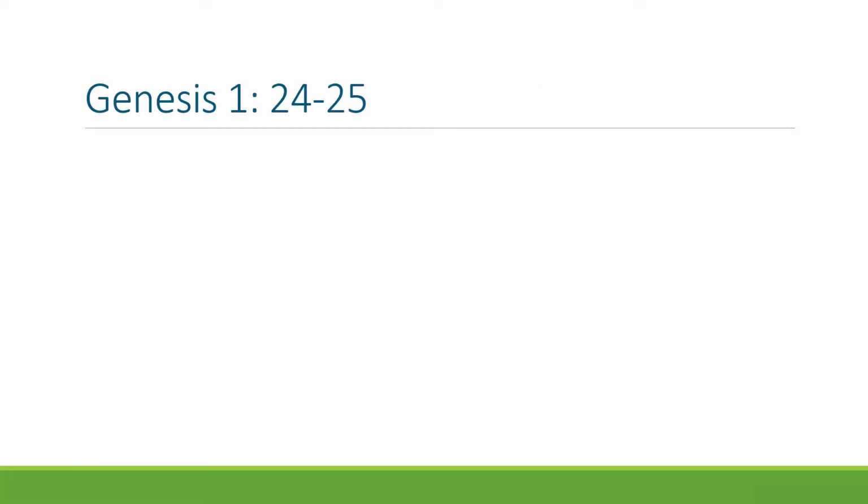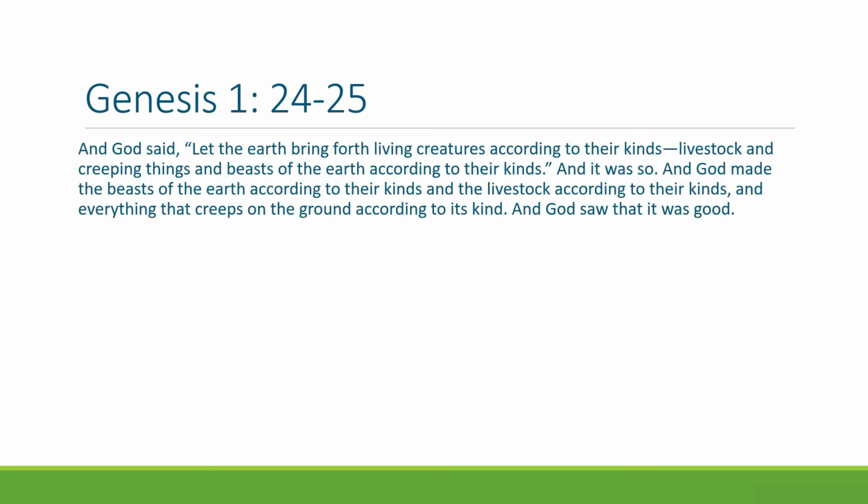Okay, it says, "And God said, let the earth bring forth living creatures according to its kinds." Again, they're the baramin. "Livestock and creeping things, and the beasts of the earth according to their kinds. And it was so. And God made the beasts of the earth according to their kinds, and the livestock according to their kinds, and everything that creeps on the ground according to its kind. And God saw that it was good."